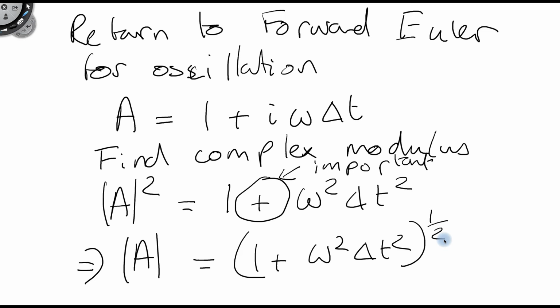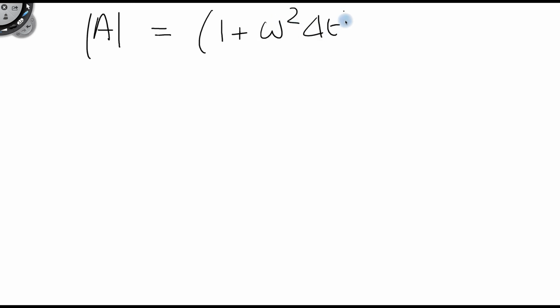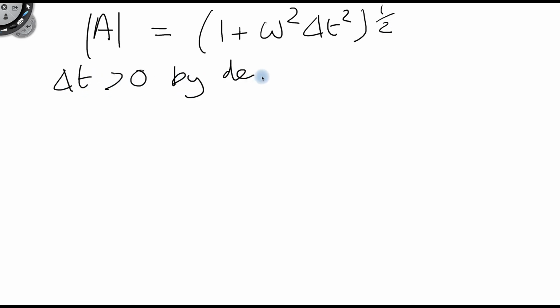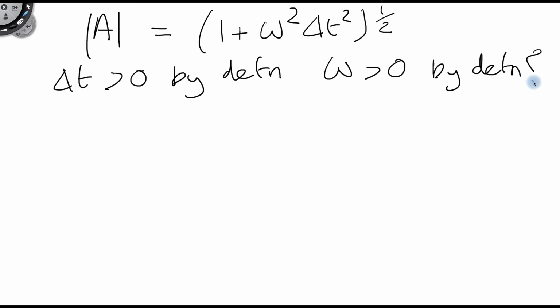Okay. I'm just going to rewrite that at the top of the board. The complex modulus of A is 1 plus omega squared delta t squared. So remember, delta t is your time step, is greater than 0 by definition. Omega is greater than 0 by definition. And I'm going to ask you another little question and then come back.